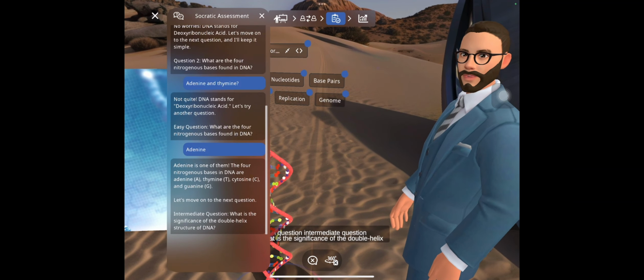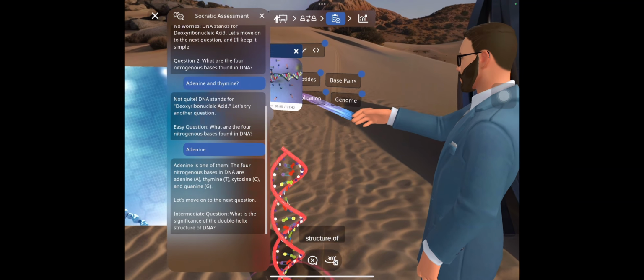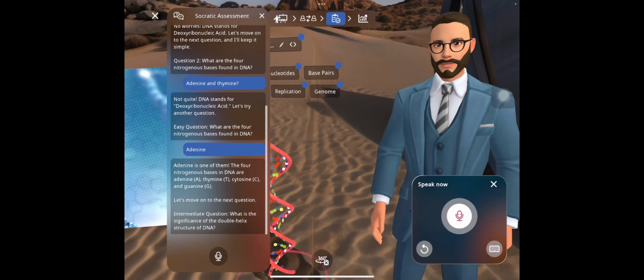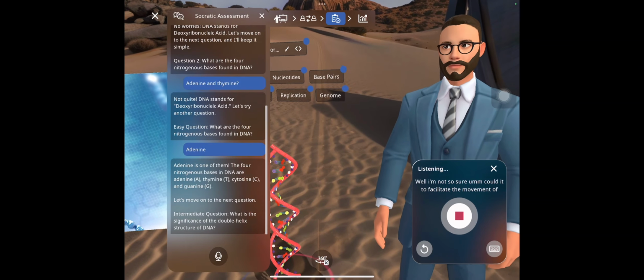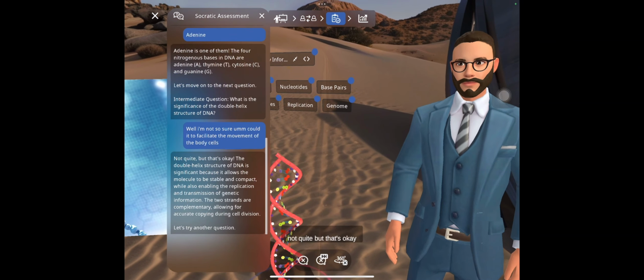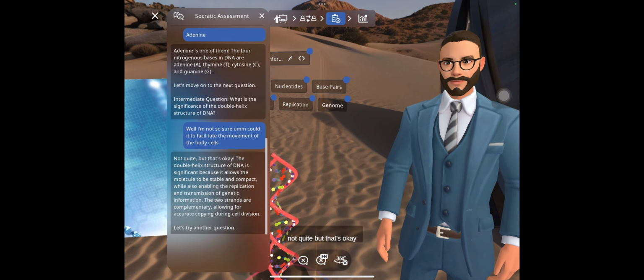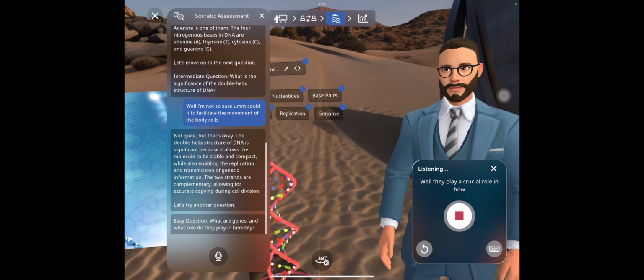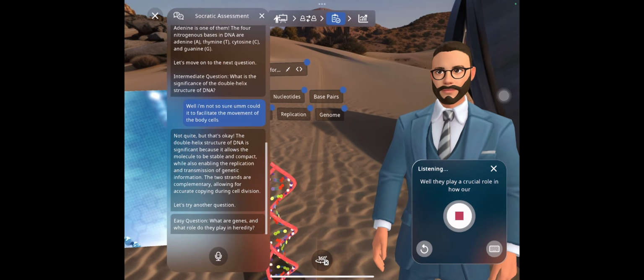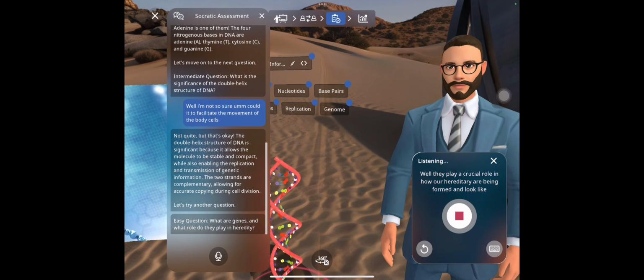Intermediate question, what is the significance of the double helix structure of DNA? Well, I'm not so sure. Could it be to facilitate the movement of the body cells? Not quite, but that's okay. The double helix plays a crucial role in how our hereditary traits are formed and look.